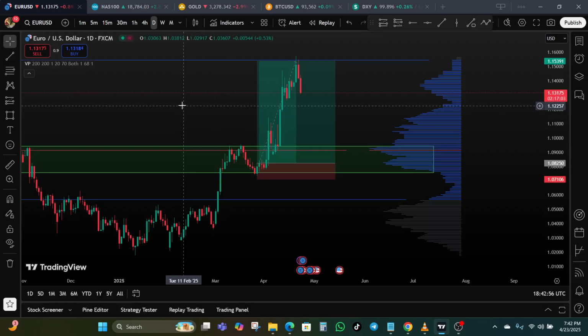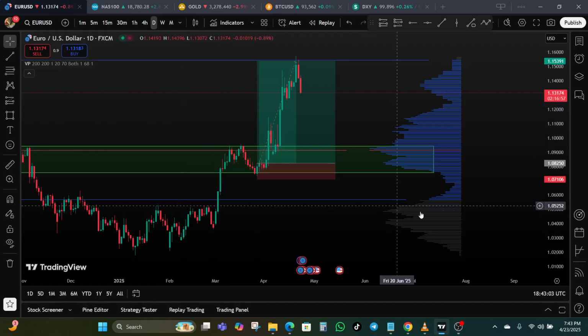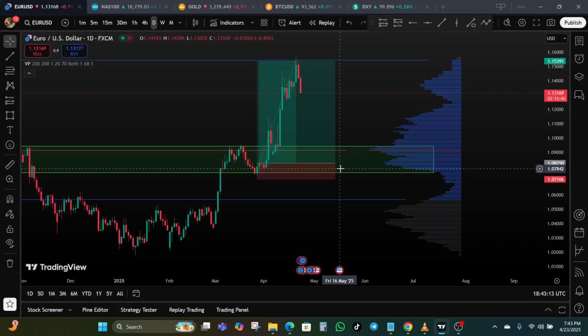The key is consistency. Stick to the rules. Do not force trades in thin volume zones, and avoid overstaying inside choppy high volume clusters unless you are scalping. So if you are looking to sharpen your technical edge, this volume-based support and resistance zones trading strategy is a game changer.